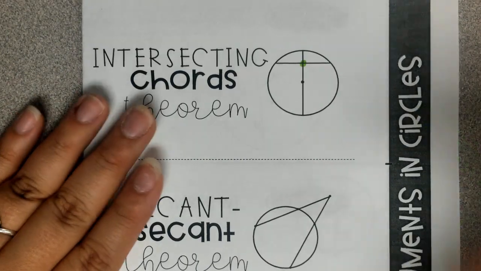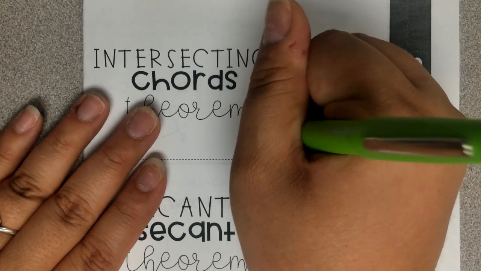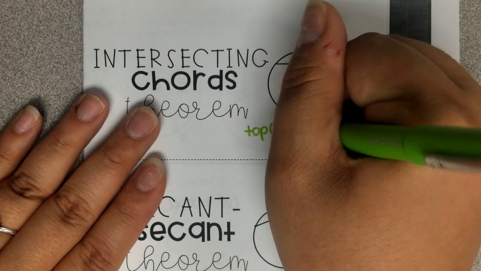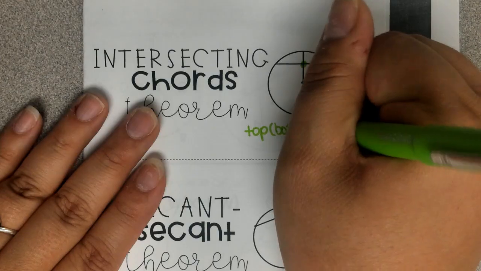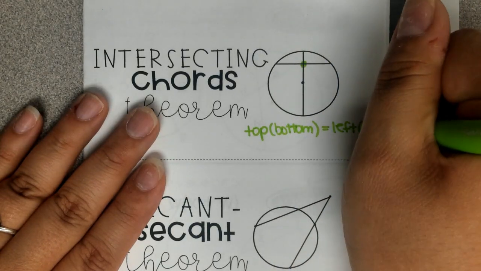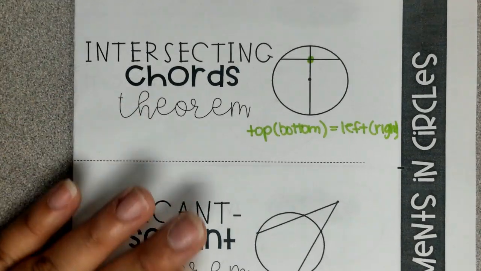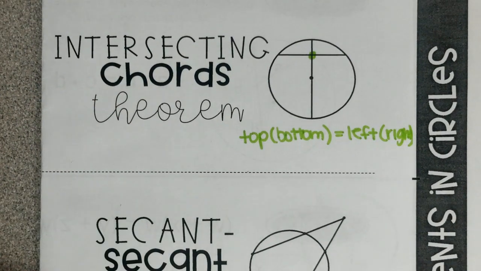So the first one, if you have two chords, I want you to multiply the top times the bottom equals the left times the right. The top times the bottom equals the left times the right. And I'll explain what that means in a second.